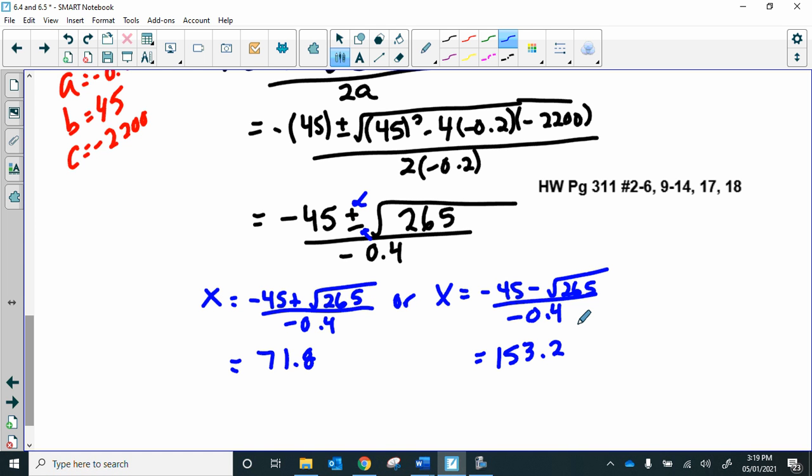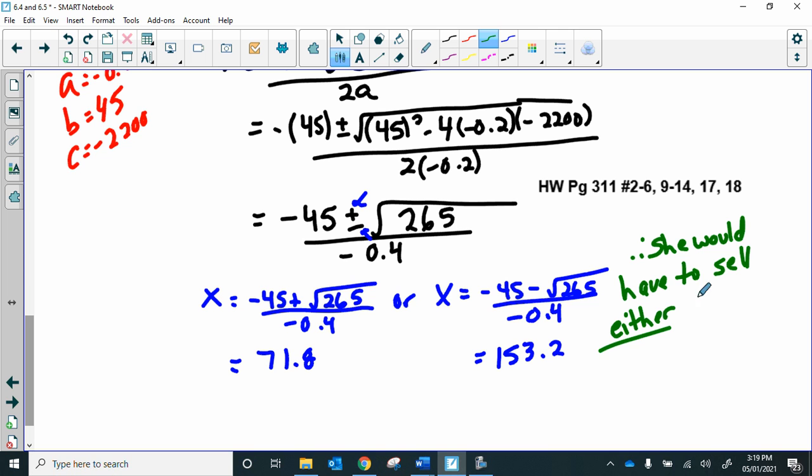She could either sell 72 teddy bears to break even, or 153 teddy bears to break even. So both of those will work. If she sells either of those, she's going to break even, which means her profit's going to happen when it's in between there. So therefore, you would have to sell either 72 or 153 bears to break even.